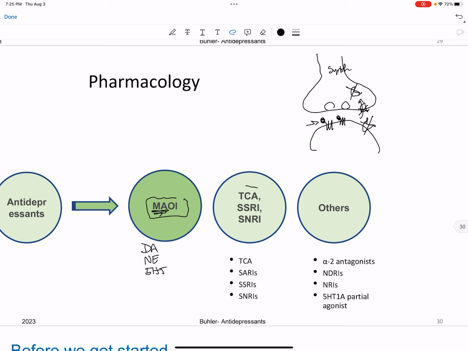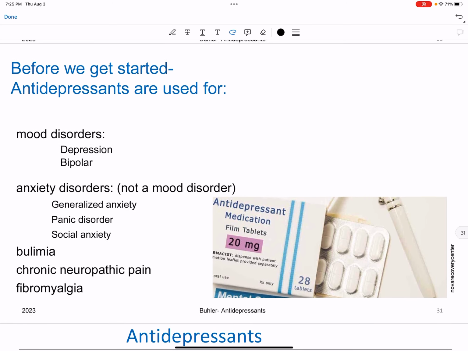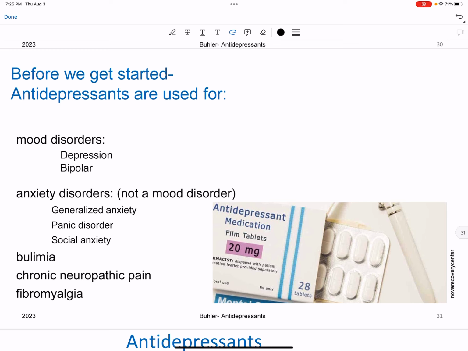Then we're going to talk about three drug classes: tricyclic antidepressants, SSRIs and SNRIs, and then some kind of random drug classes that we've added on. So you guys will be seeing antidepressants for a lot of different things. It's not just for depression. They can definitely be used for bipolar disorder as well.